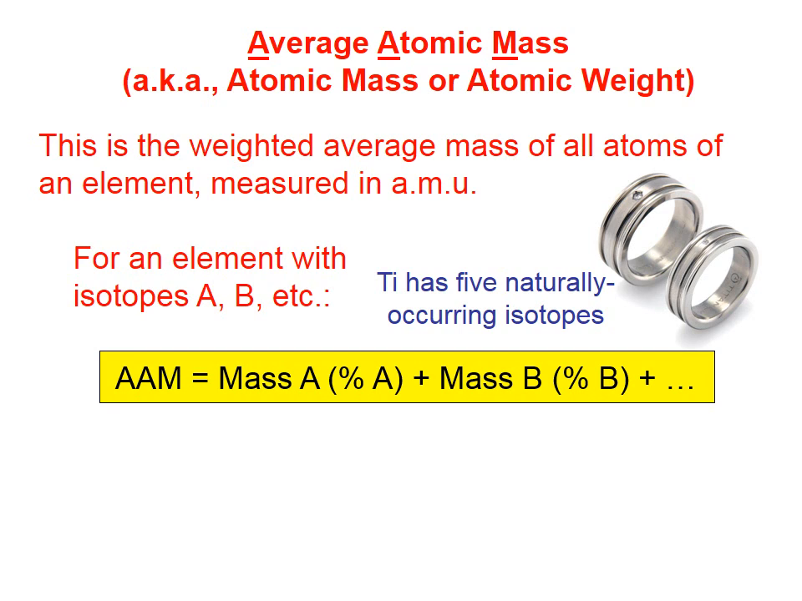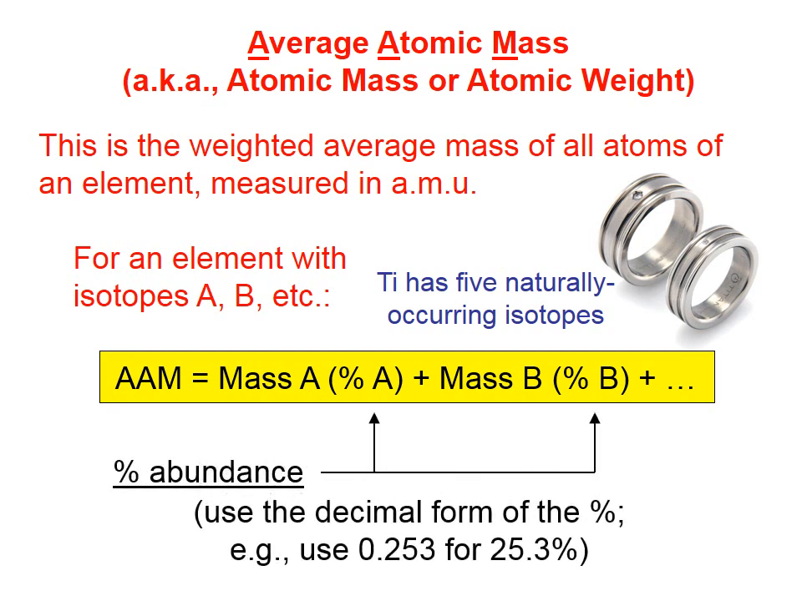so on. If you had titanium, for example, you would have mass A, mass B, C, and D, and E. You'd have to do this 5 times. Simply take those products, add them all up, and that's the average atomic mass. Those percentages are called the percent abundances, and it's most useful if you use the decimal form of a percentage.